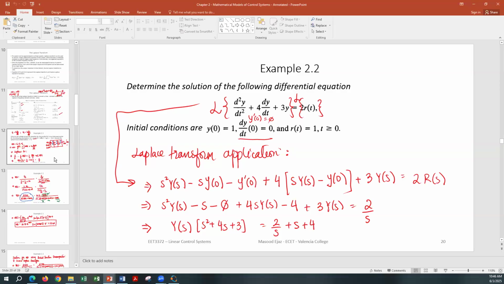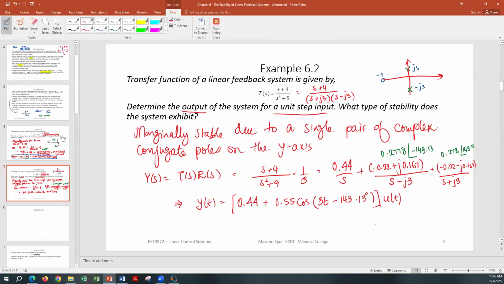If it's not a complex conjugate and it's a real root, then it's simply e to the power negative at, remember? So that becomes even simpler, right? Okay, so that's what we used over here basically for this pair right here. So this is our final result for this.